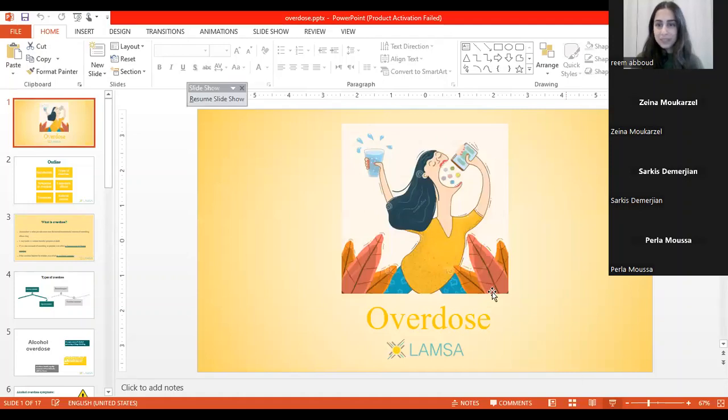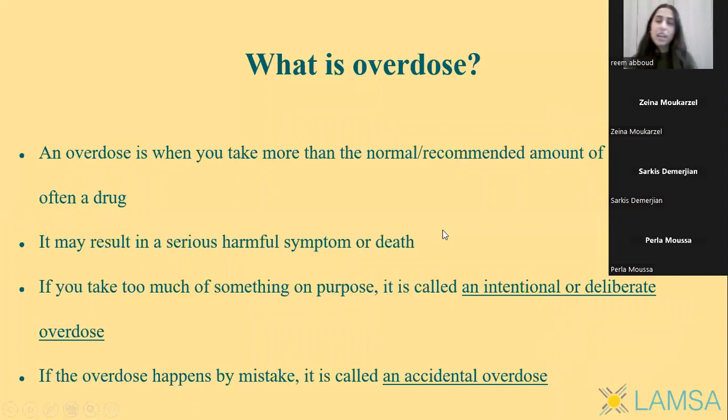Okay, let me repeat. So, we are going to talk about overdose. So, what's an overdose? An overdose is when you take more than the normal or the recommended amount of a certain substance, and it's usually a drug, and it may result in serious harmful symptoms or even death.